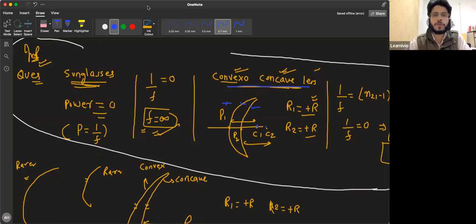What is the lens maker formula, Arpit? Lens maker formula. Arpit. Arpit doesn't listen at all. Krishna, what is the lens maker formula?